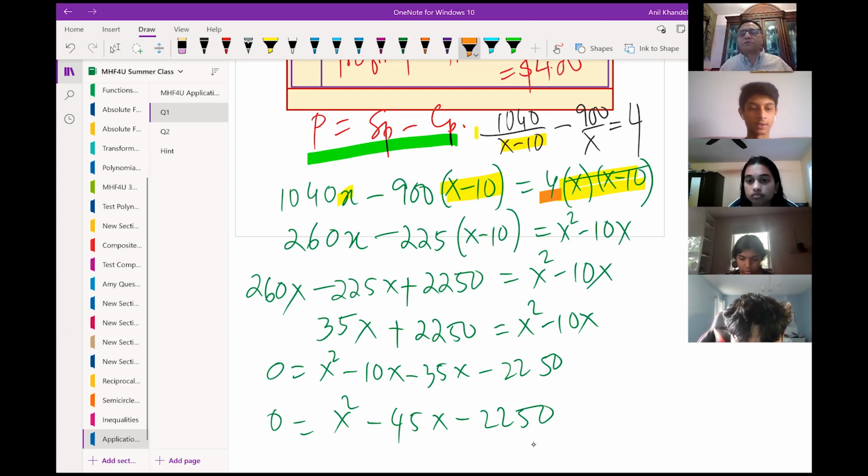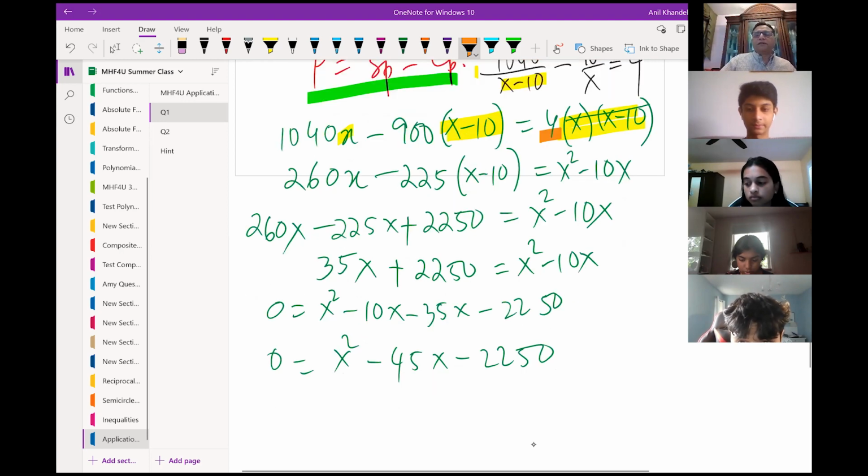Sir, it's the same equation, and x is equal to 75. Oh, you got the answer also. Oh, very good. Beautiful. So did you factor or use the quadratic formula? I used the quadratic formula, sir. Better. So just use the quadratic formula.